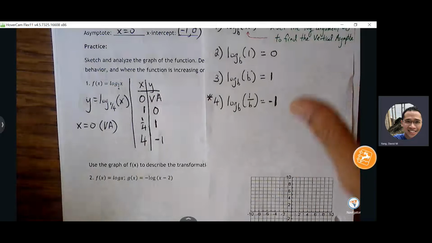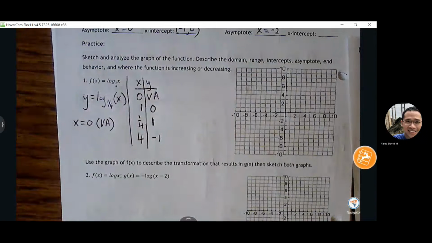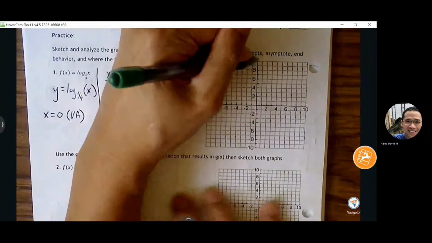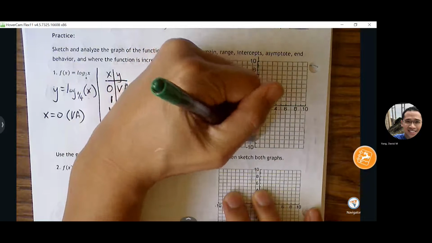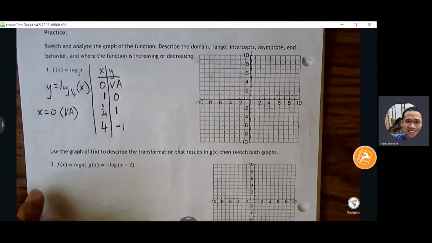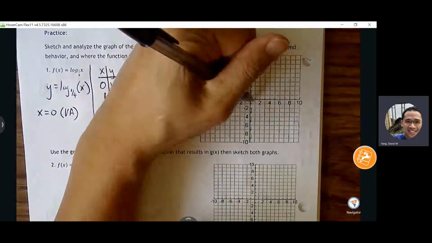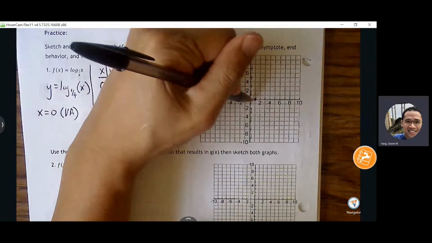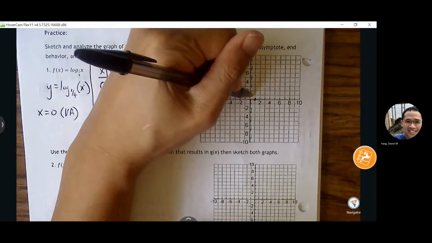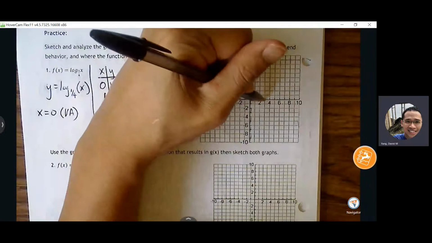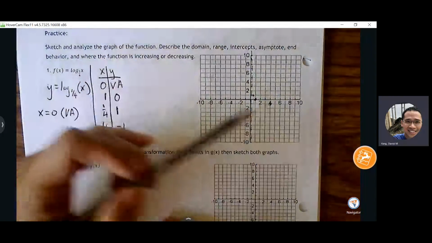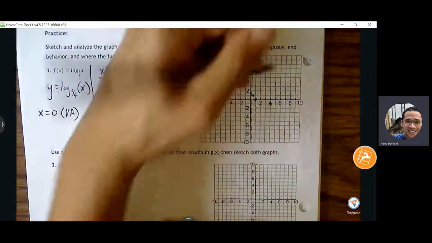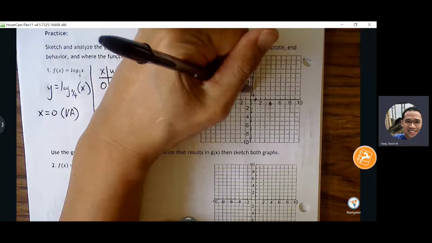So we should have nice ordered pairs that we can plot. Zero is our vertical asymptote. And the rest of the ordered pairs we can just easily plot there, right? So (1, 0), (1/4, 1). Make our best estimation. It'll be really close to the dotted line. And then (4, -1). So this graph is going downward, and it's because my base is less than 1. So there's a bit of a reflection here if my base is less than 1.